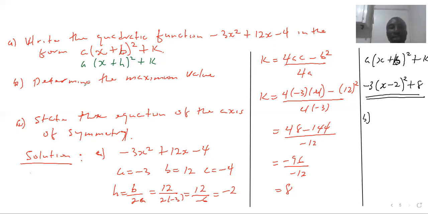So for B, realize that this time around, they ask you to determine the maximum value. Why do they ask you for the maximum value? Because the coefficient of the x squared is negative. Remember that if the coefficient of the x squared is negative, they will ask you for the maximum value, because your graph would have turned upside down. Later I'll come to that.